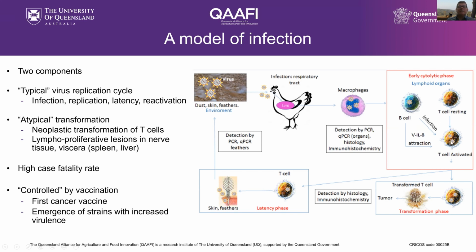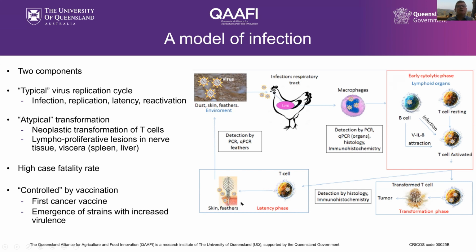So this is the junction point between the atypical and the typical phase of Marek's disease virus infection. Some of those T cells may then undergo transformation and form tumors that we talked about before. In other T cells, the virus will undergo a latent phase, so that latency. They will then move throughout the body, and when they arrive at the feather follicles in the skin, the virus undergoes reactivation and infects the epithelial cells of the feather follicle.